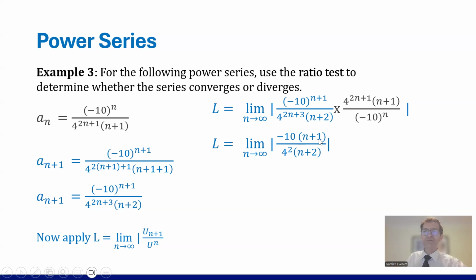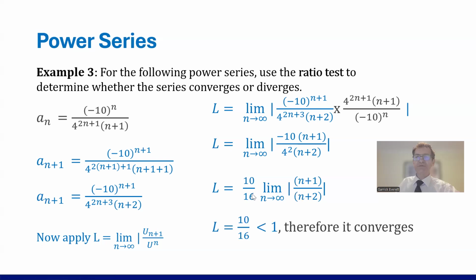Now this is a lot simpler to deal with as n approaches infinity. We can take out minus 10 over 16 for this, so this is now a constant. Looking at that constant, it is less than 1 in absolute value, therefore it converges. That's using the ratio test. We've got that less than 1, and just like we went through those reasonings before, that converges.